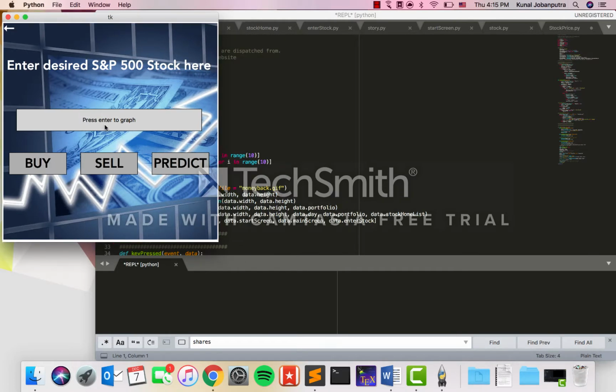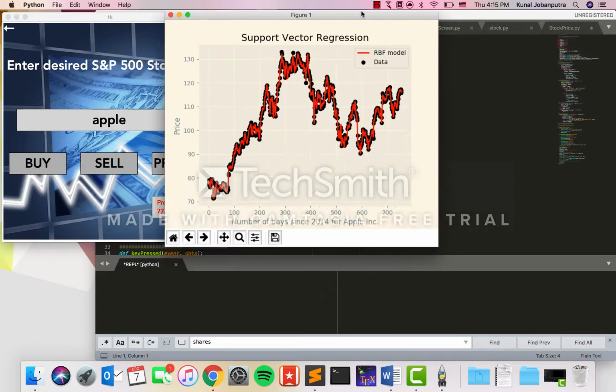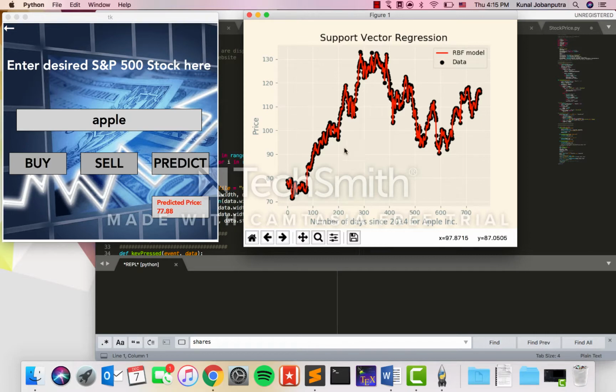I can now enter in any S&P 500 stock that I want, such as Apple, and I can graph it by pressing enter. A matplotlib graph will show up. If I want further information about Apple, I can also predict however many days in the future that I want to predict, and it uses machine learning algorithms to calculate this. So the predicted value is 77.88, and it uses an RBF model to fit all the data, and then a support vector machine in order to predict the price.